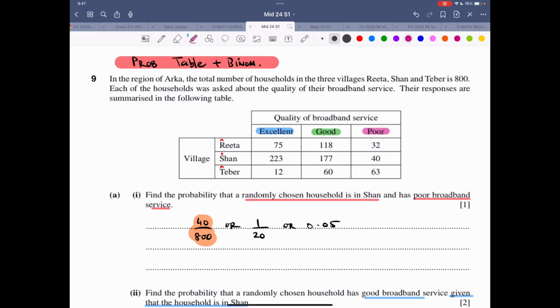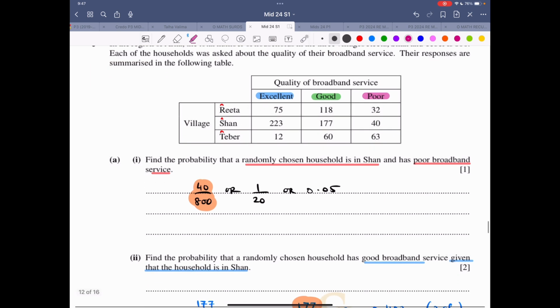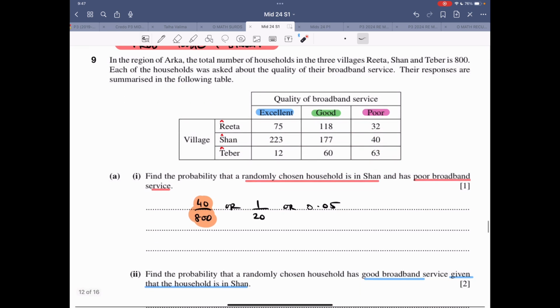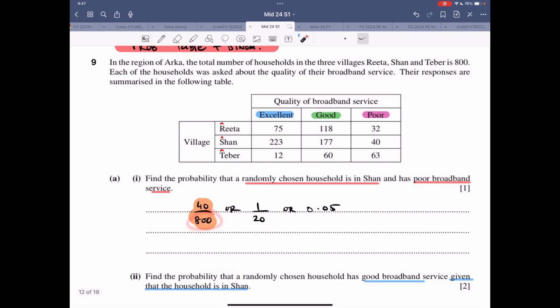There are 3 possibilities. Now it says find the probability that a randomly chosen household is in S and has poor broadband service. So in S, the people who have poor broadband service, that is 40. So 40 is the numerator. And this is out of the whole group, so that is out of 800. So 40 over 800, 1 over 20, 0.05. This is exact. Otherwise, I would leave the answer in fractions.